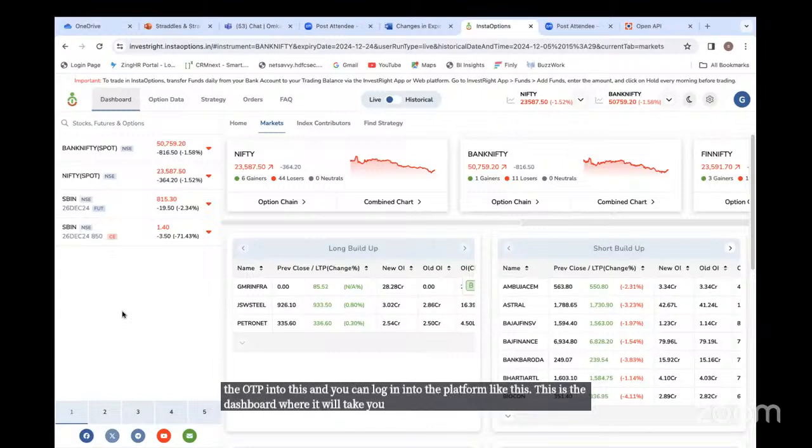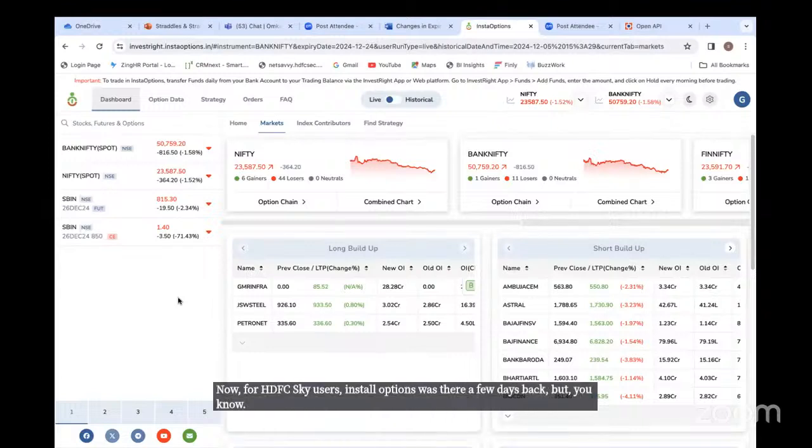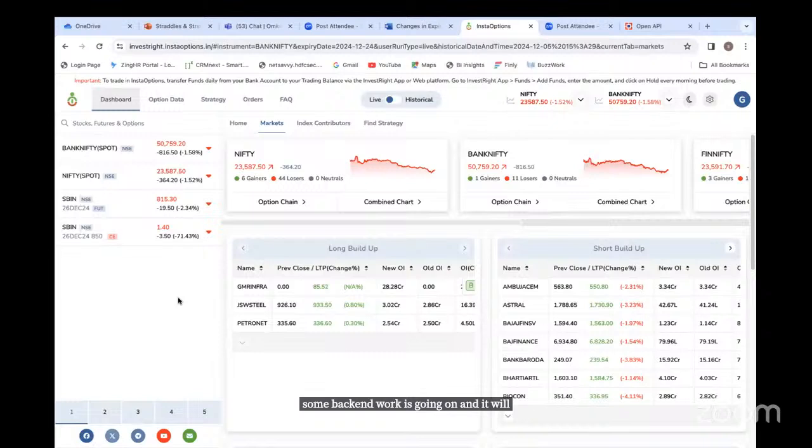Now, for HDFC Sky users, Insta Options was there a few days back, but some backend work is going on and it will be available in just a few days. So stay tuned. It will be available for you as well.